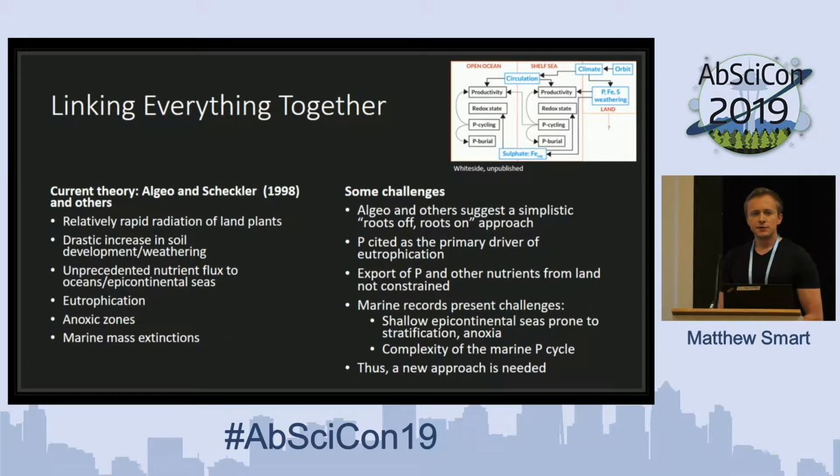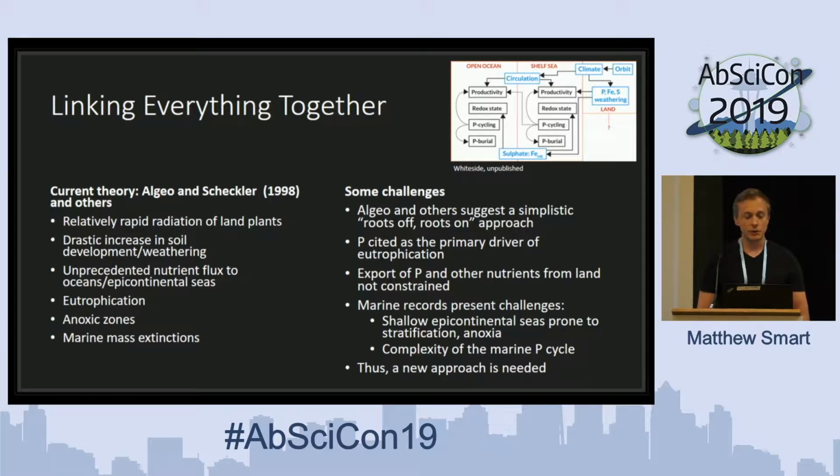So there have been some authors who have tried to link these events together, and probably the most prominent of which has been a theory proposed by Algeo and Scheckler in 1998 that basically said that this rapid radiation of land plants led to a drastic increase in soil development and weathering, and then an unprecedented nutrient flux into the Devonian oceans. And then this led to eutrophication, eventually leading to anoxia, and this widespread anoxia is what probably caused all of these marine mass extinctions. So this is a great theory.